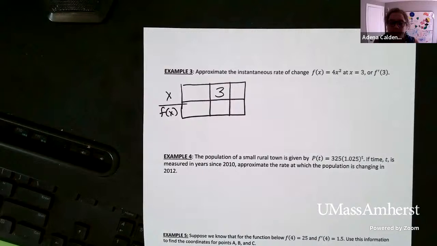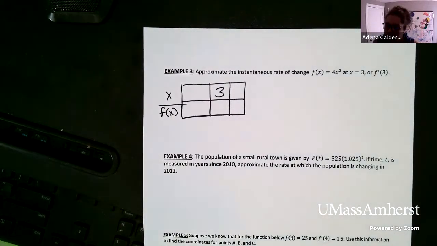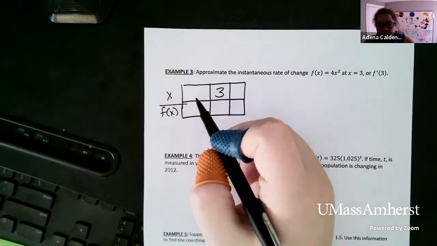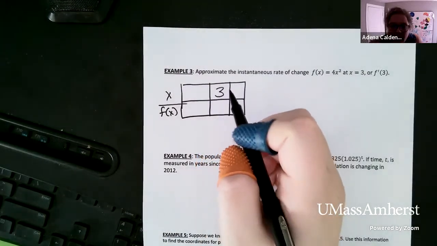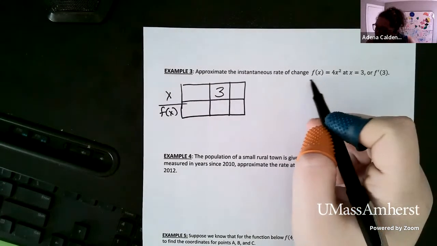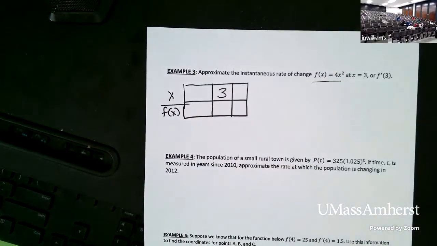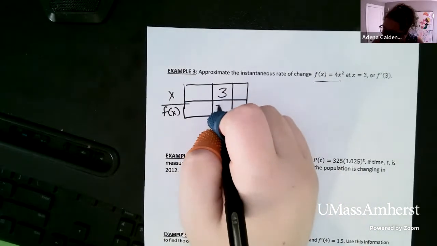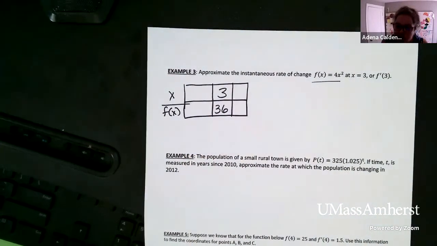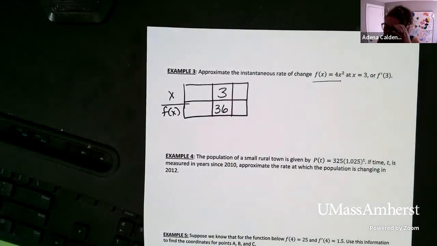I want to go the same amount to the left as I do to the right. So again, this idea of closeness, I want to pick a value really close to 3 on the left and a value really close to 3 on the right. Once you do that, once you've picked your values, you're going to plug them into the function to get the corresponding f of x value or the y value, okay? So if you were to plug in 3 into this function, you get 36. We also have to plug in whatever values we pick on the left and the right, okay?